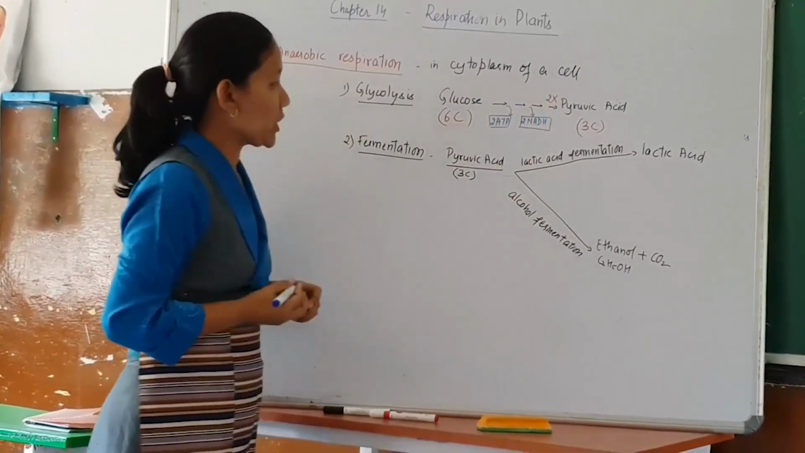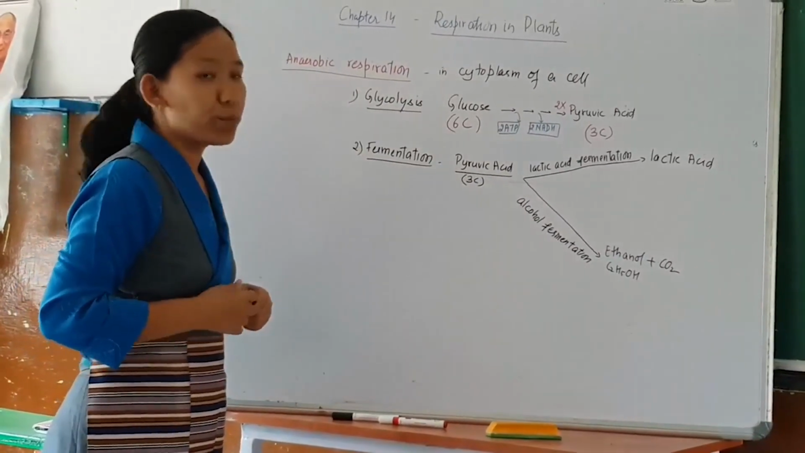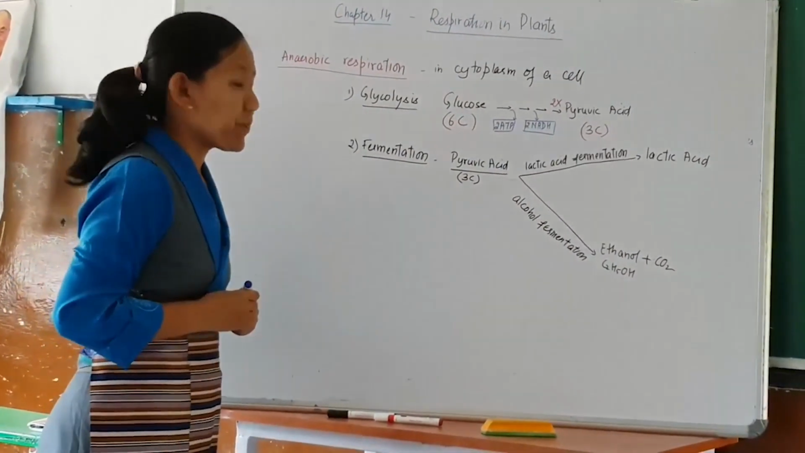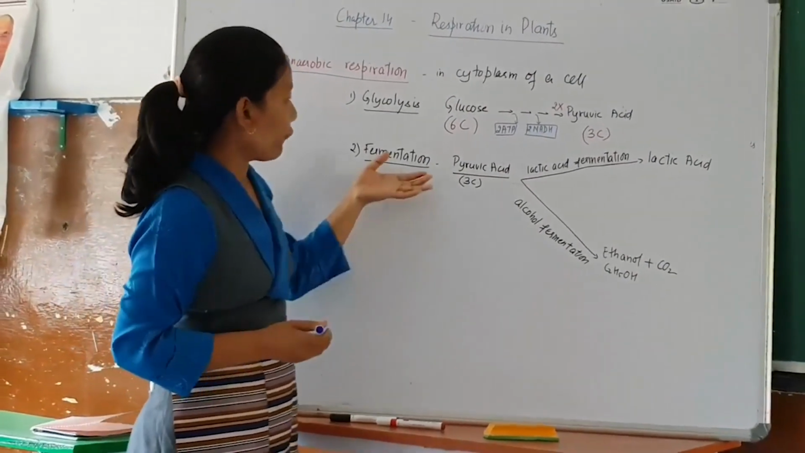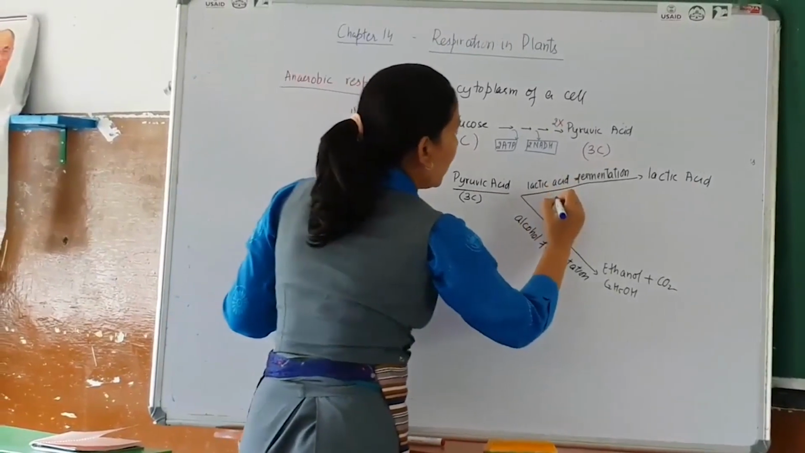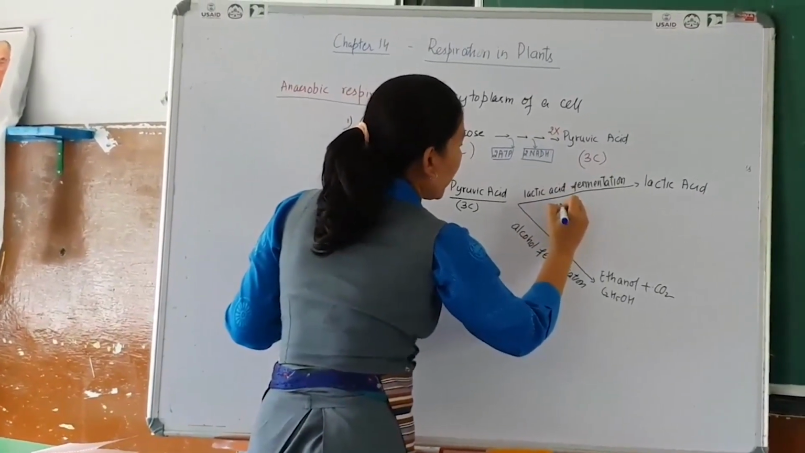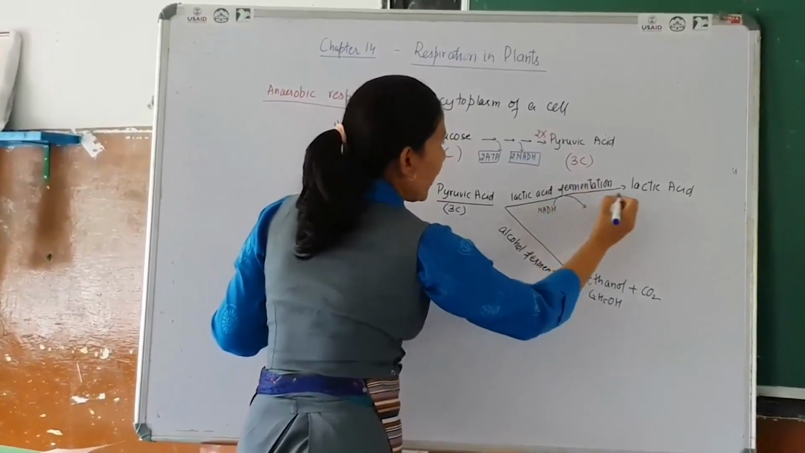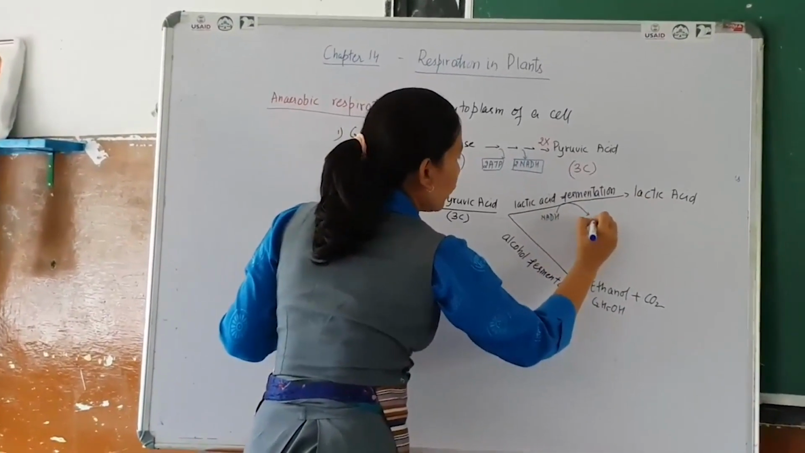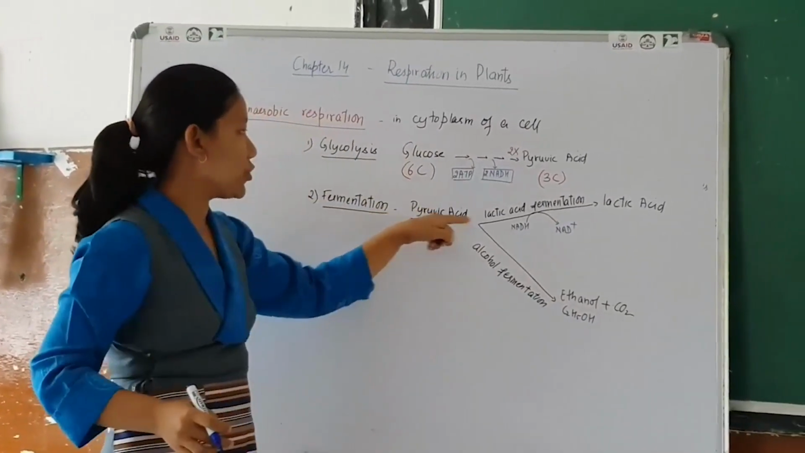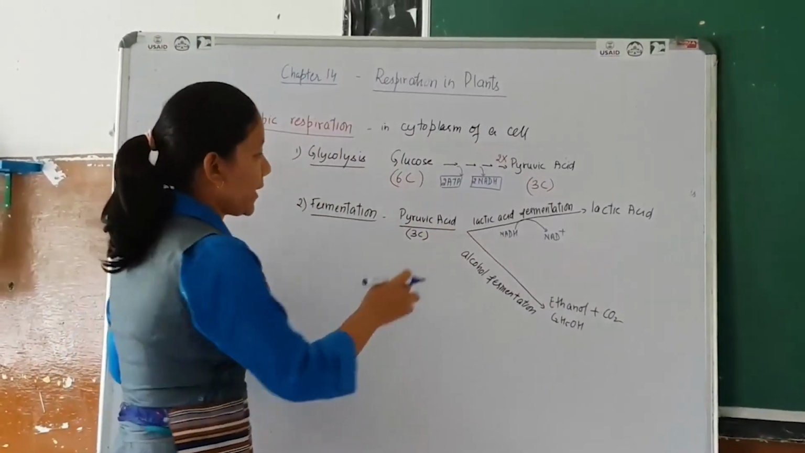So during this process, these two energy forms are produced, 2 ATP and 2 NADH. Now, during fermentation, NADH is used to reduce pyruvic acid into lactic acid. So we have NAD plus here. So here each pyruvic acid utilizes each of the NADH.